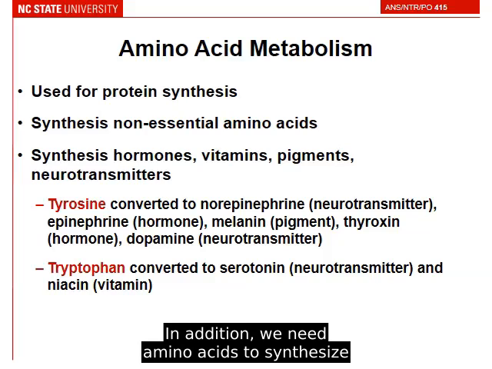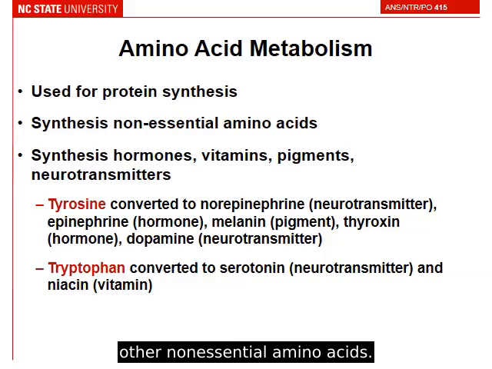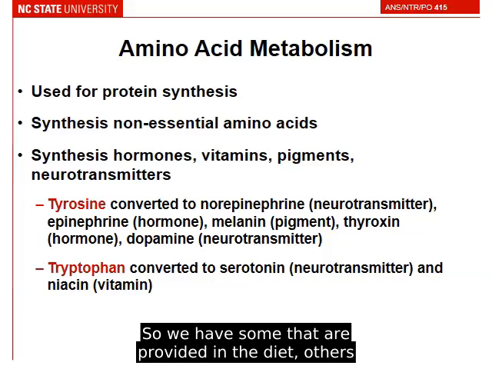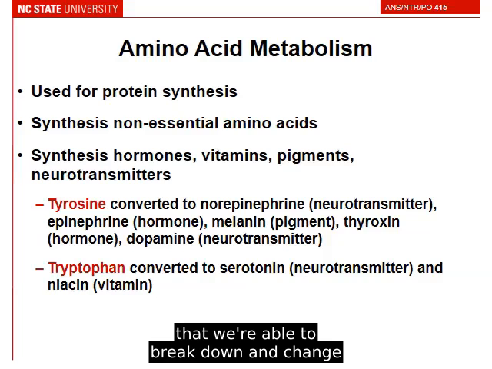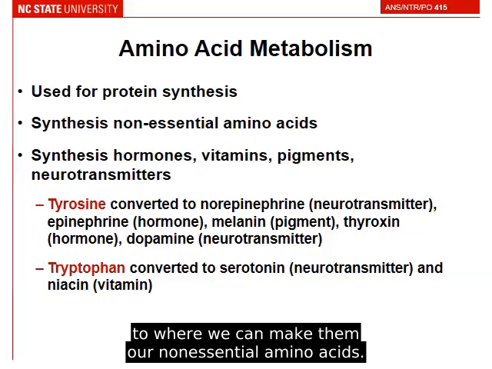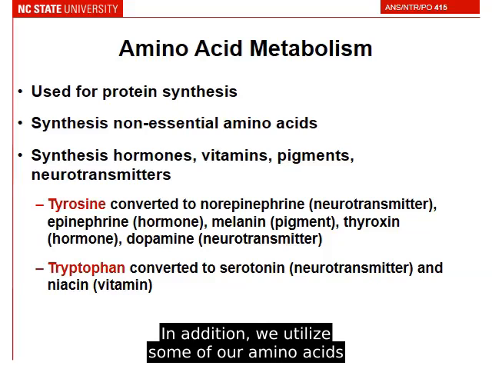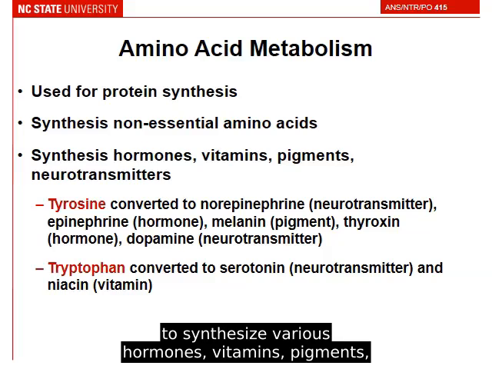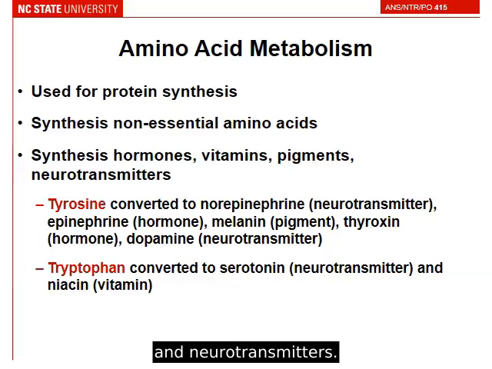In addition, we need amino acids to synthesize other non-essential amino acids. So we have some that are provided in the diet, others that we're able to break down and change to where we can make our non-essential amino acids. In addition, we utilize some of our amino acids to synthesize various hormones, vitamins, pigments, and neurotransmitters.